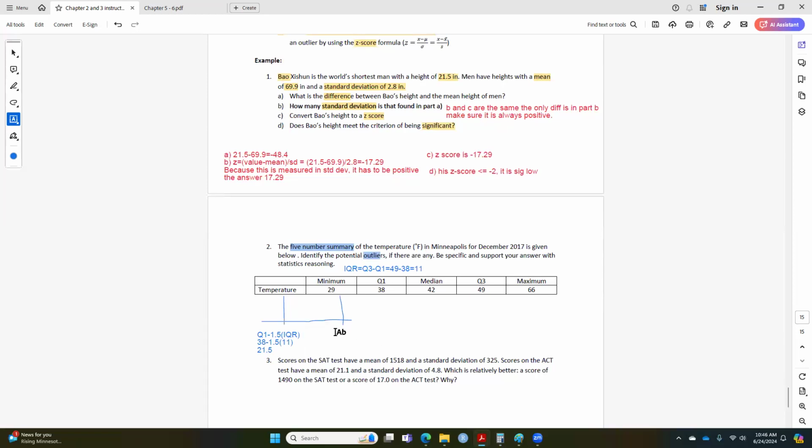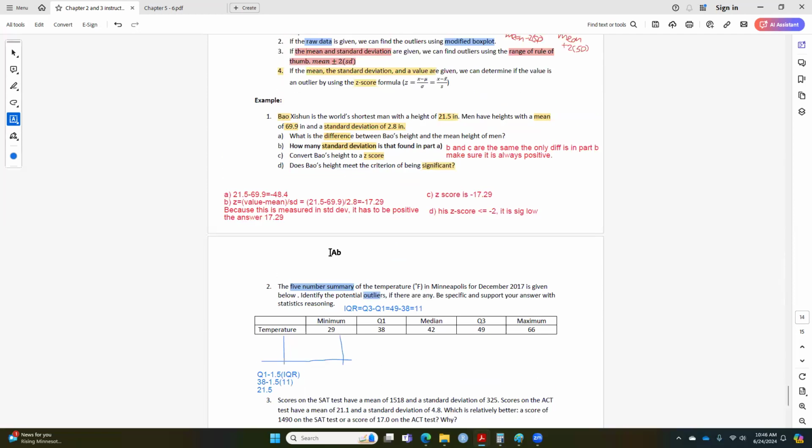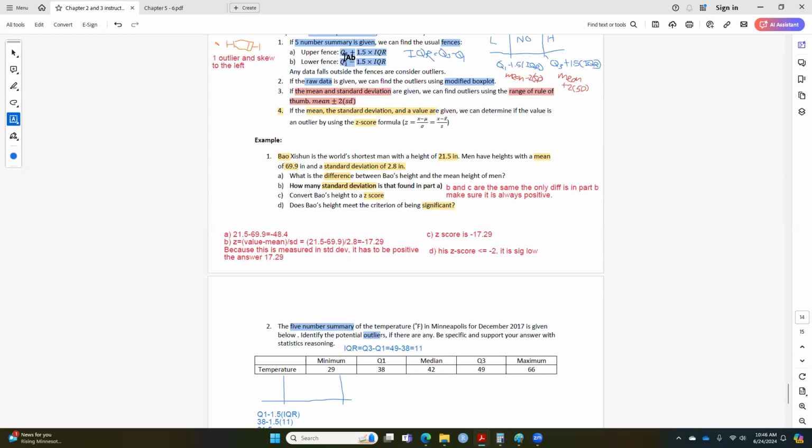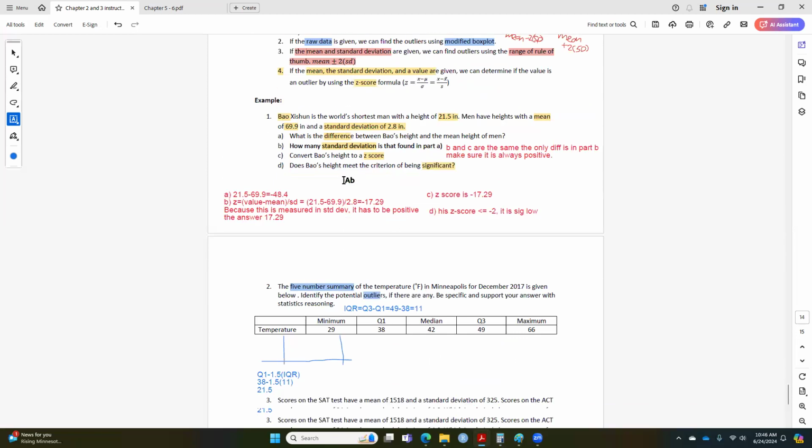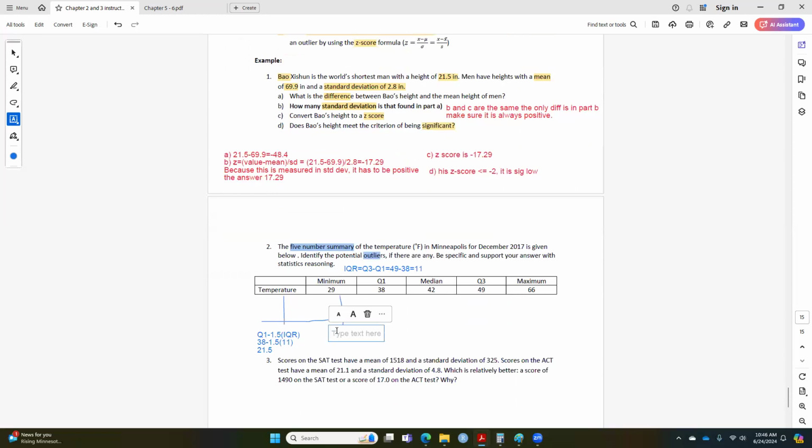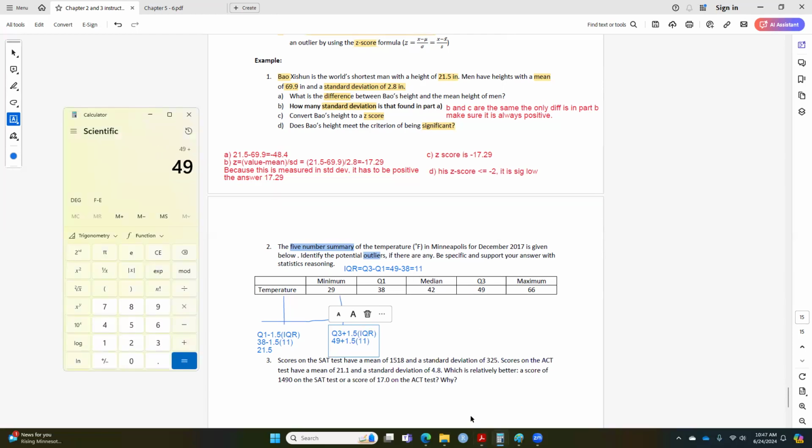And you do the same thing on the higher end. The higher end in this case is Q3 plus 1.5 times the IQR, where Q3 in this case is 49, plus 1.5 times the IQR, which is 11. Again, calculator in this case: 49 plus 1.5 times 11. That will give me 65.5.